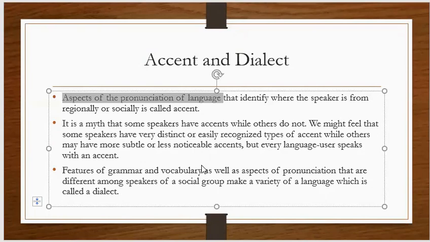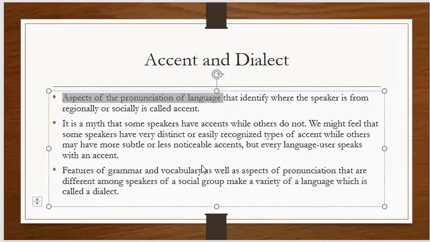We might feel that some speakers have very distinct or easily recognized types of accent, while others may have more subtle or less noticeable accents. But every language user speaks with an accent, right? So we cannot say that some of us have an accent and others don't have an accent.